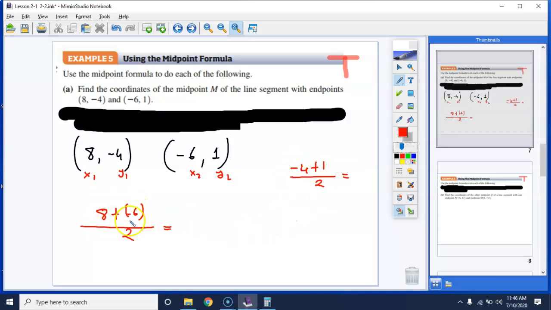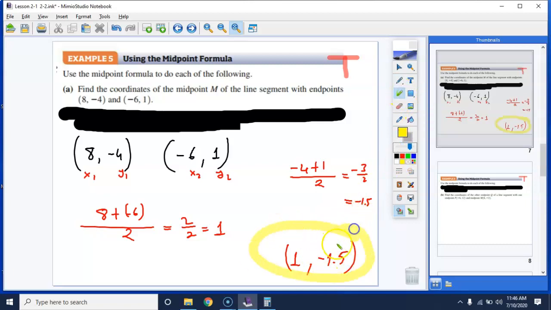And let's check those out. This one should be 2 divided by 2, which is 1. That's my x value, right? So my x value should be 1. That's my y value, so add them up: -3 over 2. You can leave it like this, or you can say -1.5, which is both fine. Here we are. That's my answer. So the midpoint of these two endpoints is (1, -1.5).